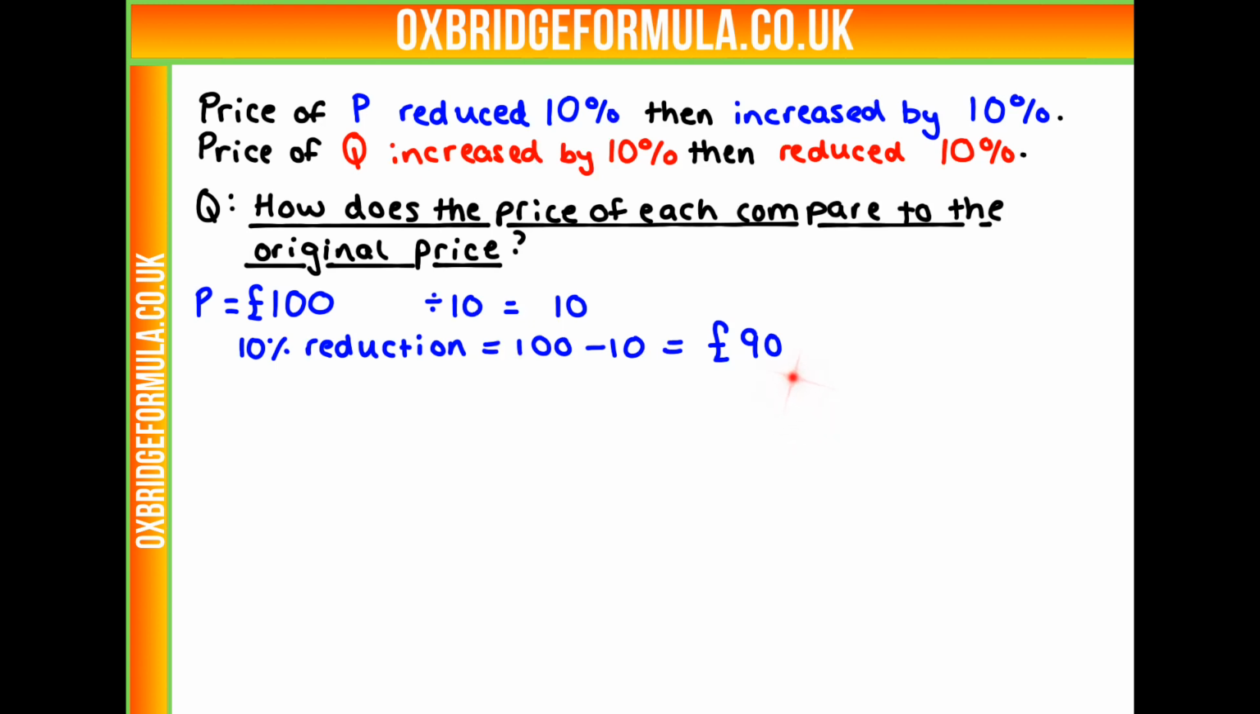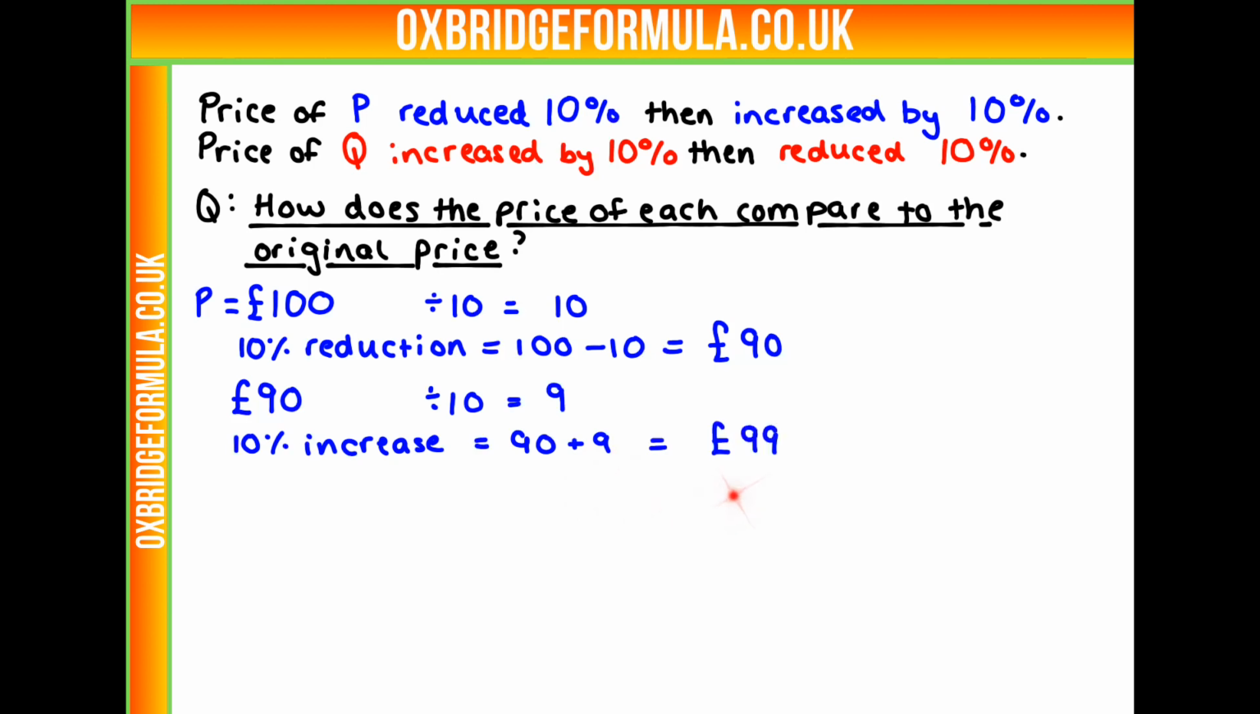Now the next day, that is increased by 10%. So we have to find our new 10% of our new value. So that's going to be 90 divided by 10 to give us 9. So our 10% increase is now 90 plus 9 to give us a final total of £99. And if we compare that to the original, we can see that it is lower. So P has reduced, it is lower than the original value.